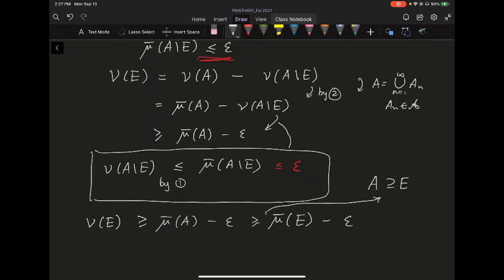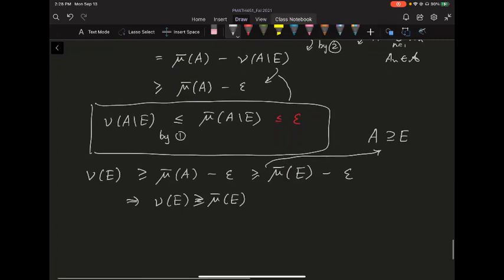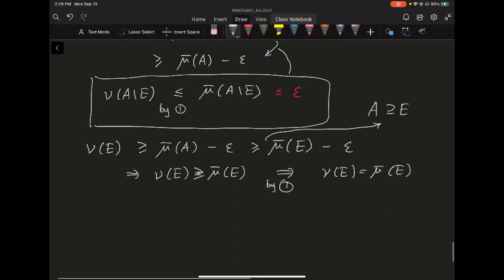And because epsilon now is arbitrary, we have this nu of E is also greater than or equal to mu bar of E. Okay, so we actually have greater than or equal to, but we showed the less than or equal to from 1, so we can conclude this is equality. Okay, so they all agree on sets with finite measure. This is by item number 1. All right, so finally, I need to consider what happens when I have something that doesn't have a finite measure. Well, that's the last step.